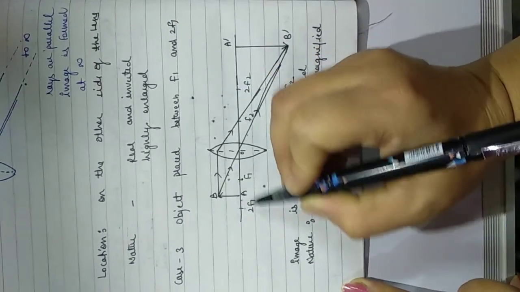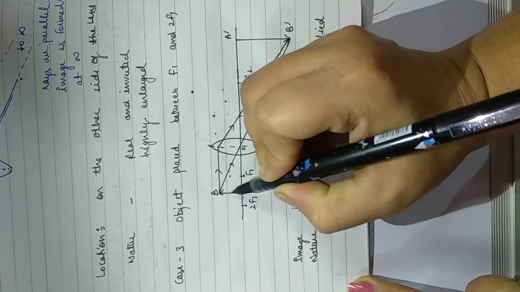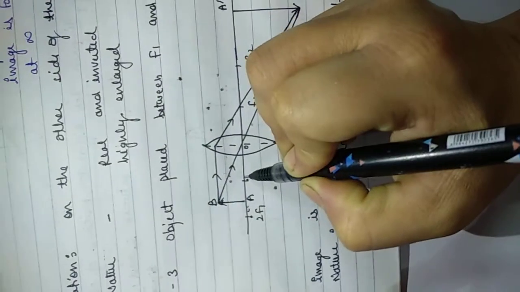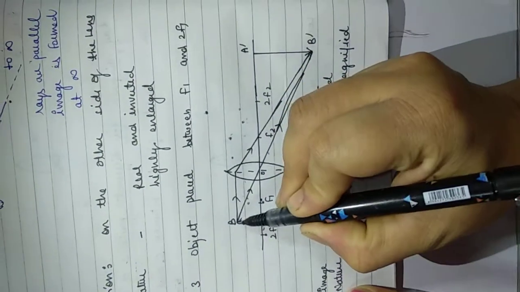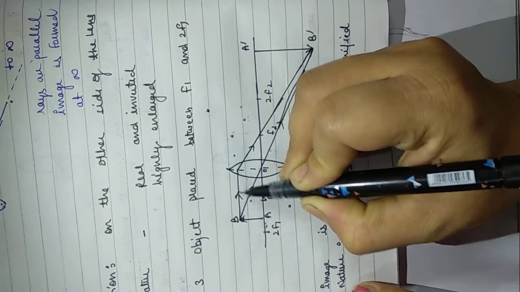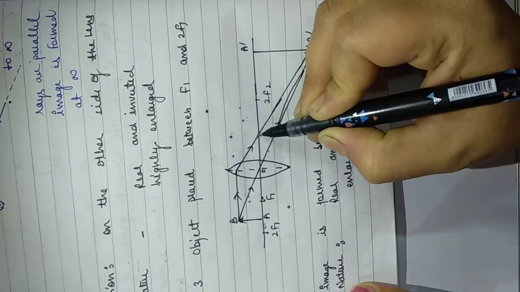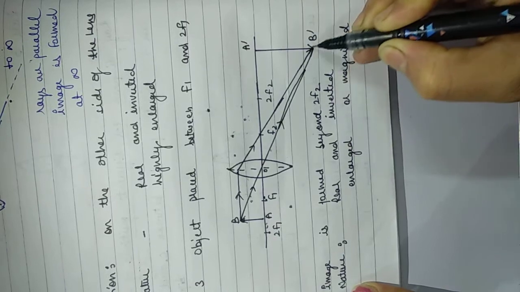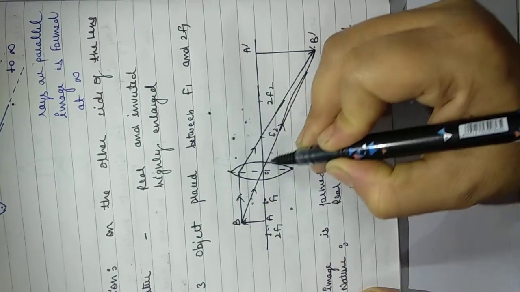Now our third case, when the object is placed between F1 and 2F1. This is F1, this is 2F1, and our object is placed over here in between these two points. Now do the same thing. The ray which is parallel will pass through the focus. We are passing the ray through the focus. And second, through the optical center.